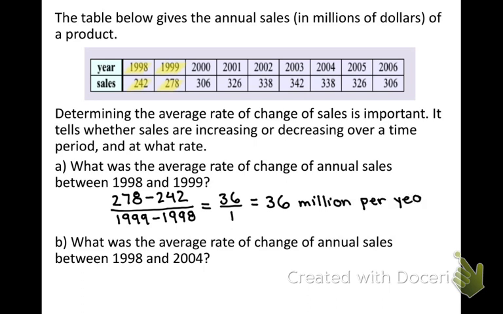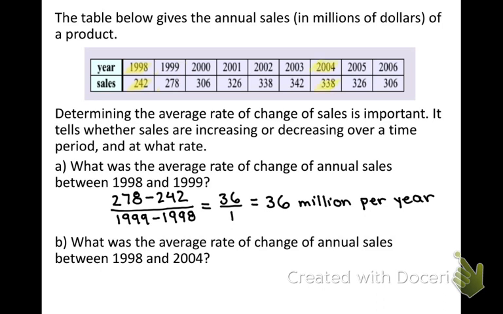Not just 36, but 36 million. In the business world, there's a big difference between 36 and 36 million. Make sure you include those units there. What was the average rate of change of annual sales between 1998 and 2004? So let's check out 2004 instead this time.